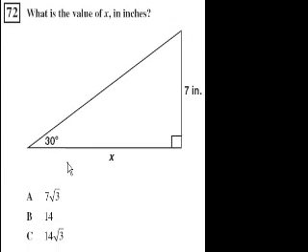Problem 72. What is the value of x in inches? Okay, so once again, a couple of problems ago we saw a 30, 60, 90 triangle. This is another one. 30 degrees, 90 degrees. They have to add up to 180. This one is equal to 60 degrees. And I did that big convoluted drawing where I flipped it and all of that.